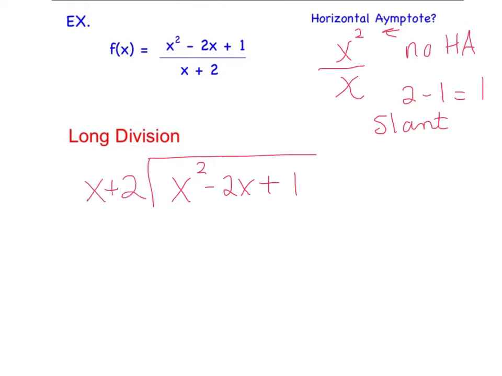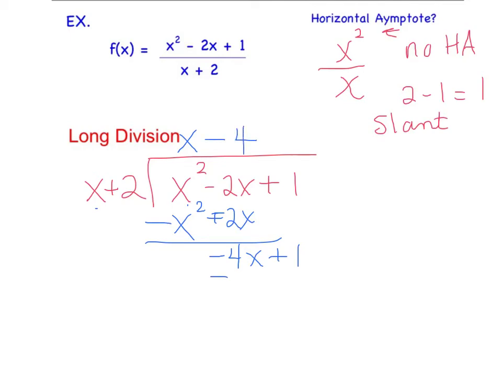All right, x goes into x squared 1 time, so x squared plus 2x, and then change the signs because we're subtracting. So this is negative 4x plus 1. Then I'm going to multiply that by minus 4. And honestly, at this point, as long as you have the correct thing, we don't really care what the remainder is. The equation of the slant asymptote is y equals x minus 4. So it has a y-intercept of negative 4 and a slope of 1.